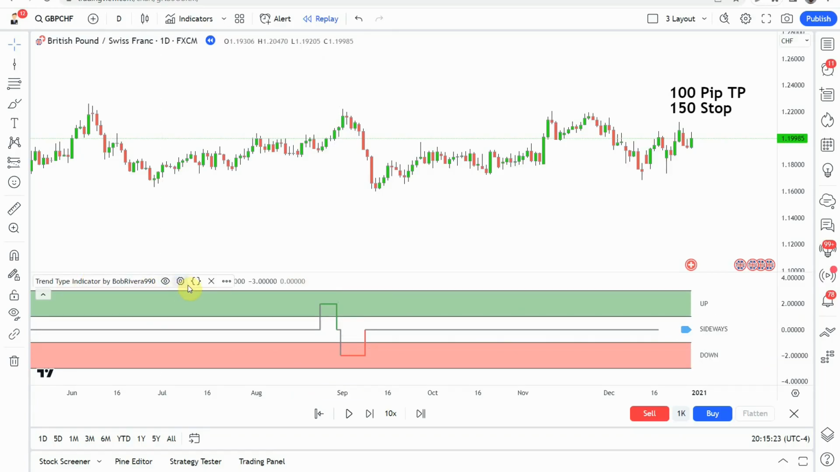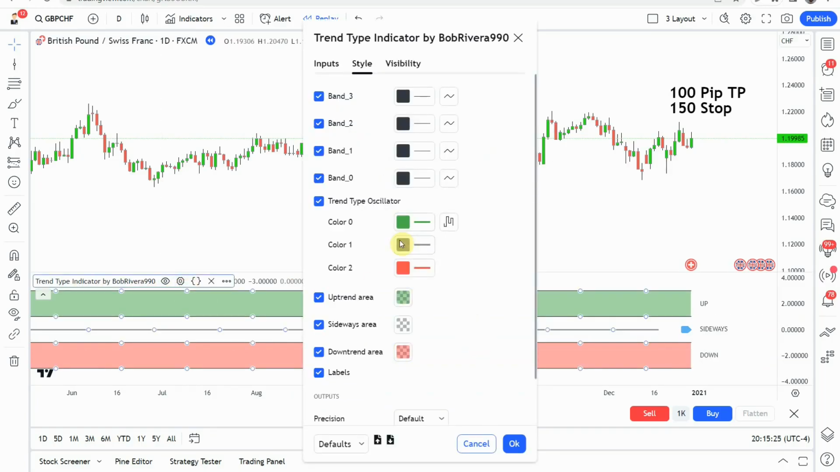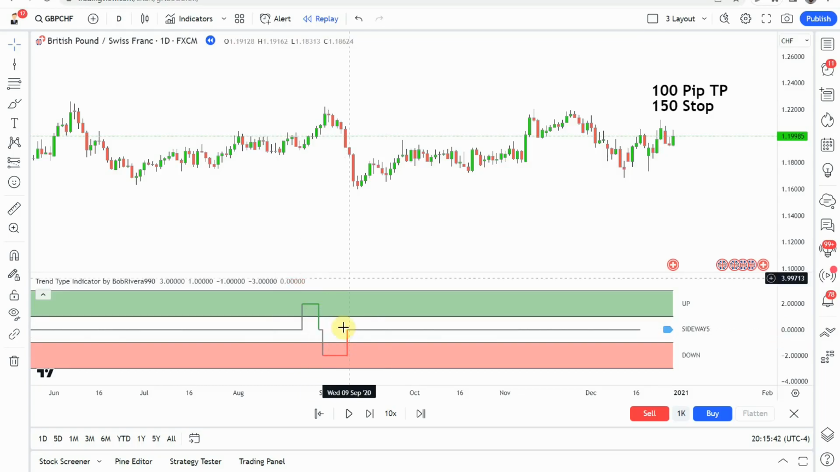And so I did go in and just change some of the colors on this a little bit. I bumped up the opacity of the trend type oscillator, color 0 and color 2. And then I went in on the uptrend area, bumped up the opacity to 50, and the downtrend area, bumped up the opacity also to 50. Just made it a little bit easier to see.